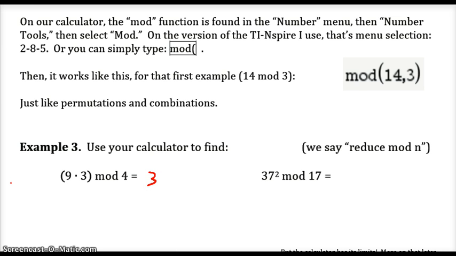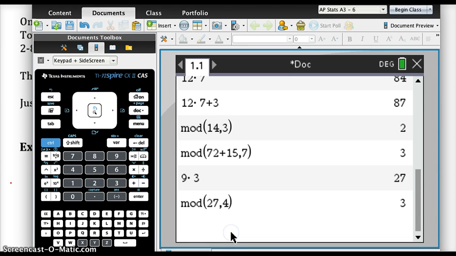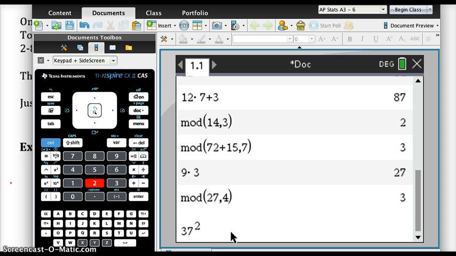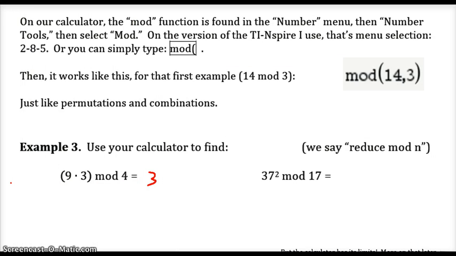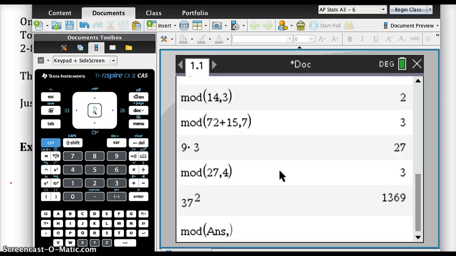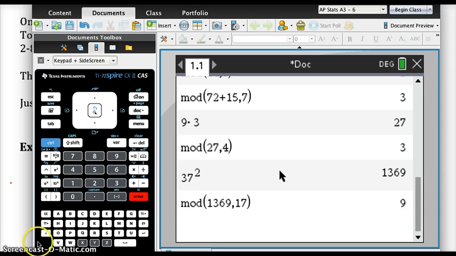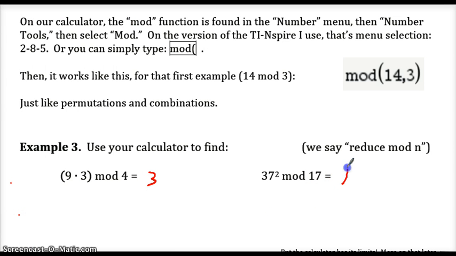37 squared mod 17. That's pretty crazy. 37 squared, and I want to mod that. You could go mod answer. What was it supposed to mod? Mod 17, and it'll tell me it's 9. So that's really nice. These are very high-powered calculators, and it'll do that stuff.